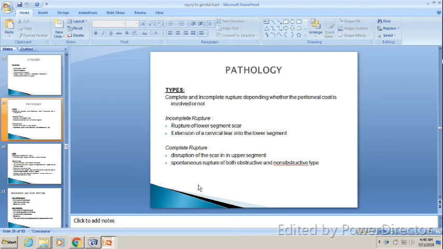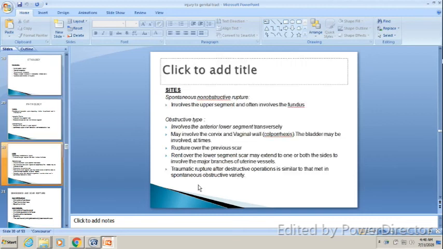Complete rupture: disruption of the scar in the upper segment. Spontaneous rupture can be both obstructive and non-obstructive. Incomplete rupture usually occurs in the obstructive type. Spontaneous non-obstructive ruptures involve the upper segment and often the fundus. Spontaneous non-obstructive rupture may also happen in dilatation and curettage. In D and C, the risk of rupture of the uterus, at the fundus, is more common if it is not properly done by a skilled person.